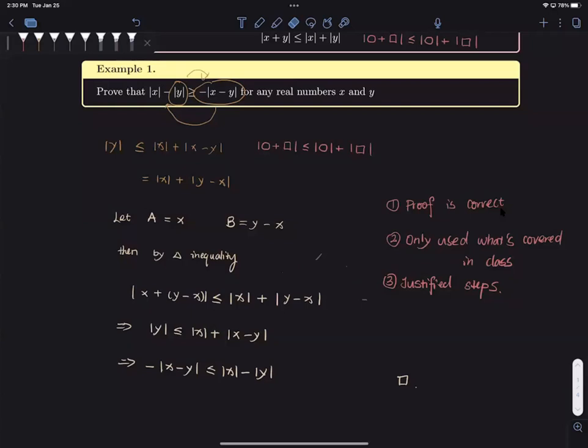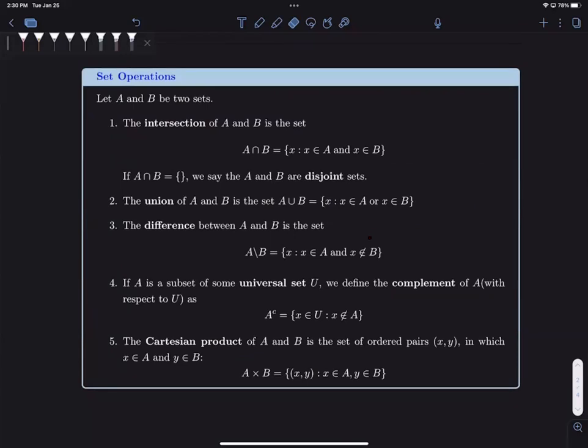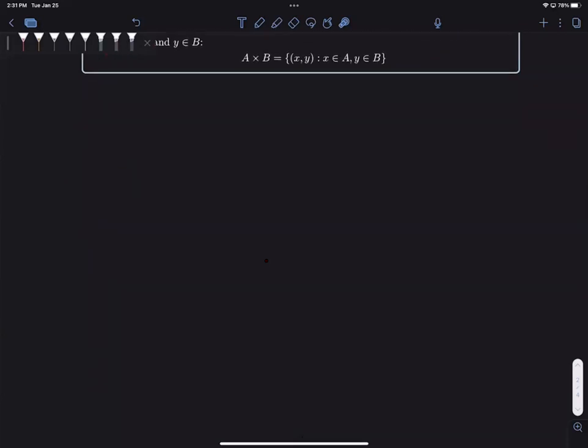So let's move on. Let's talk about something more interesting and important. Set operations. I have all the definitions put here. But for the first 1, 2, and 3, I'm not going to look at this definition. So go down a bit.